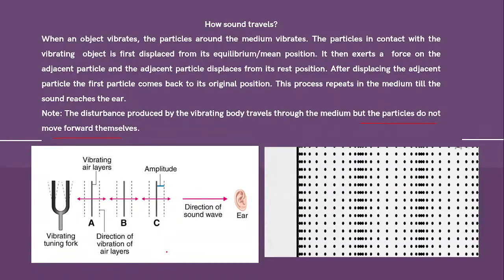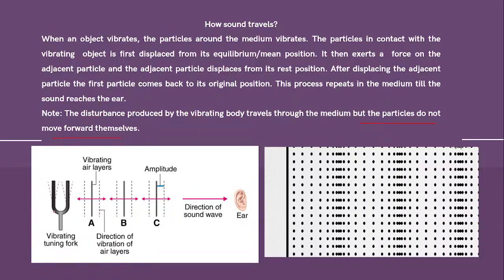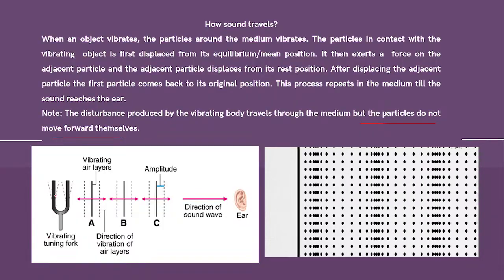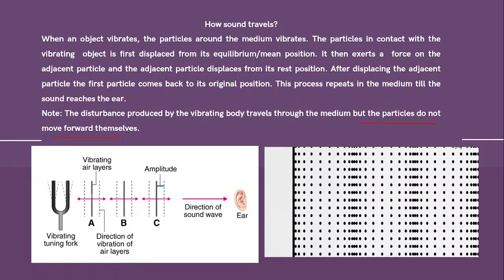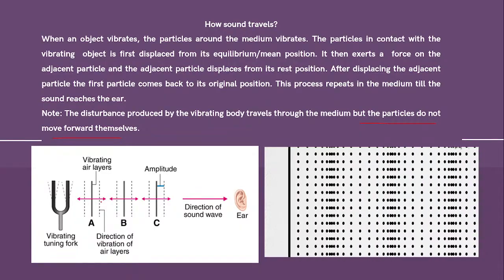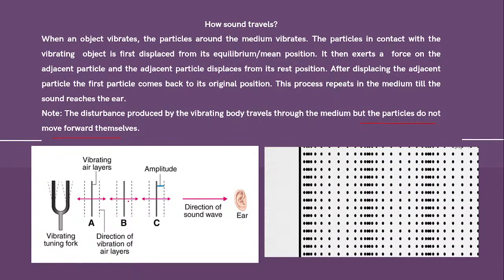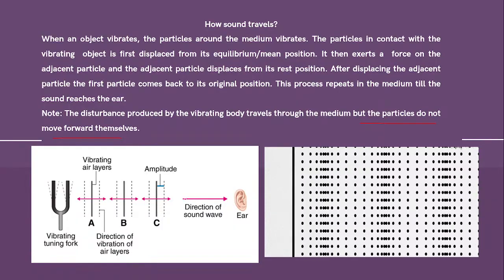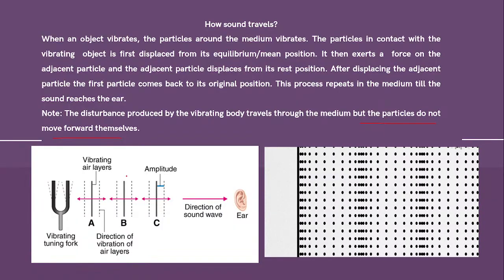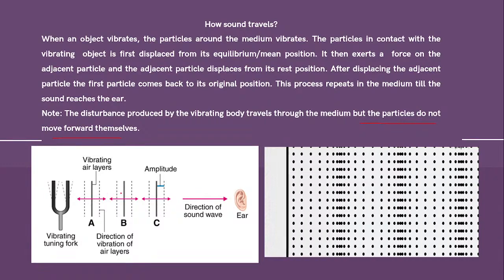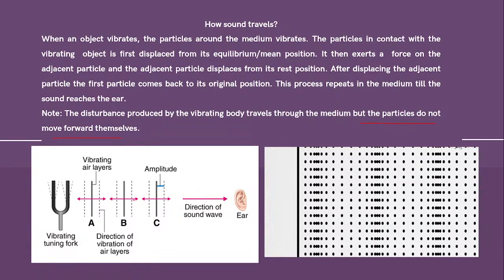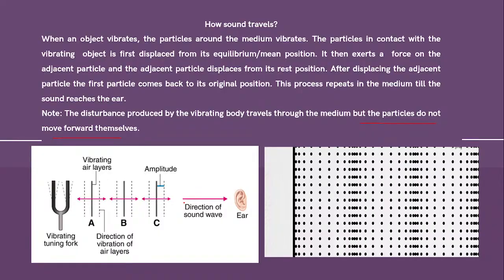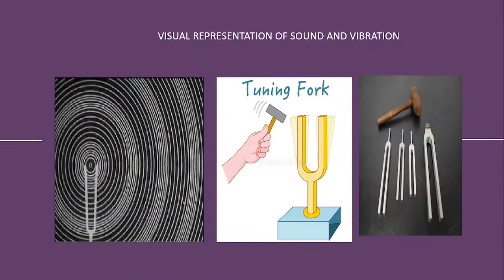Same goes for the vibrating tuning fork. So if you hit the fork, what will happen? It will vibrate like this. Okay, so the air particles will move to and fro, and that's how it will reach your ear. The particles will remain in their own places. Only the vibrations will travel by hitting each other. Okay, let's move to the next one.